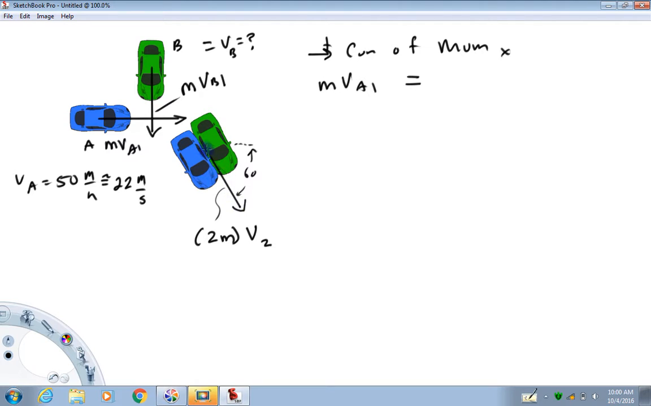Now, our momentum vector here is equal to 2mv2. That's the magnitude of that vector, but I want just the x component of it, and that x component would be adjacent to the 60 degrees. So I'm going to go ahead and multiply that by cosine 60 degrees.